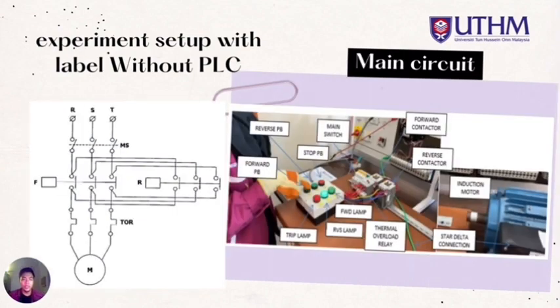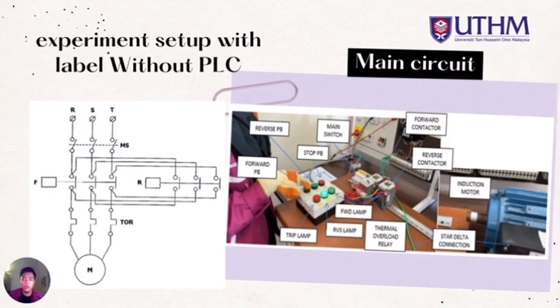Next, I will present the main circuit without PLC. The forward reverse motor circuit uses a three-phase connection from supply, where current from supply will flow to the three-phase main switch, which is used for circuit protection, same as an MCB. It will break off if the current exceeds the limit. The three-phase connection will connect to the three-phase input of both contactors, forward and reverse: R for the red wire, S for the yellow wire, and T for the blue wire.